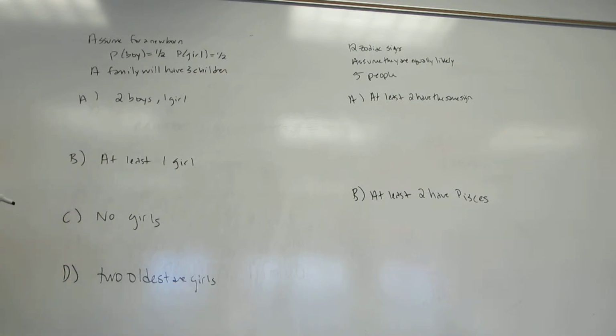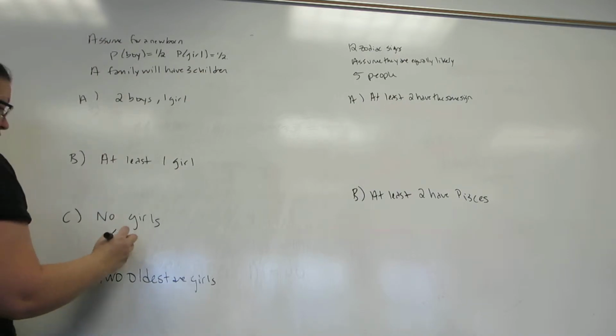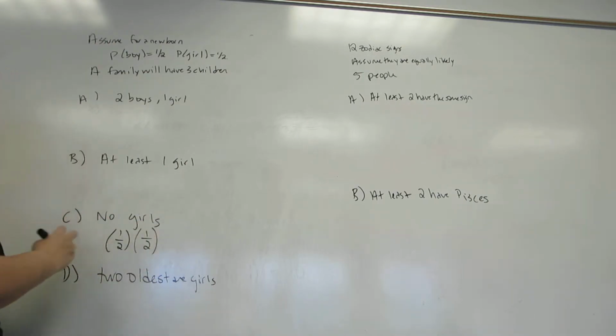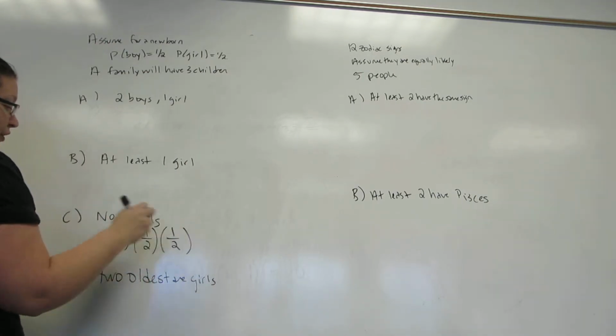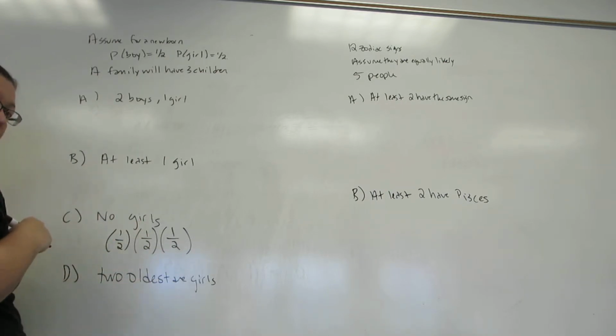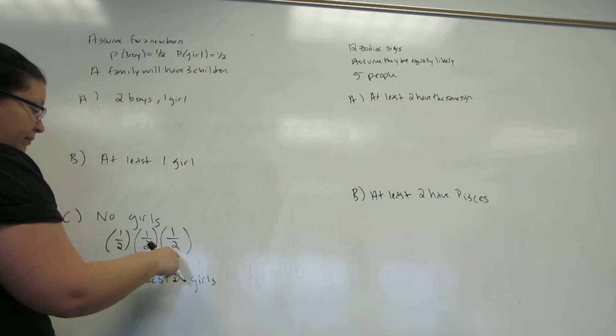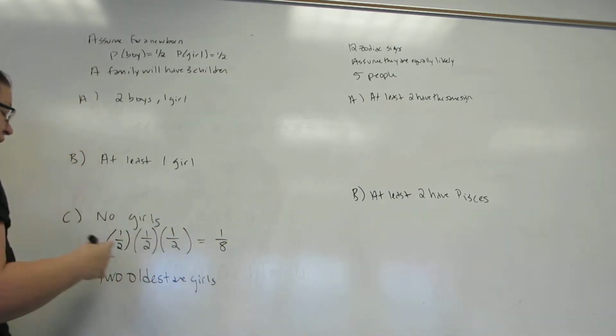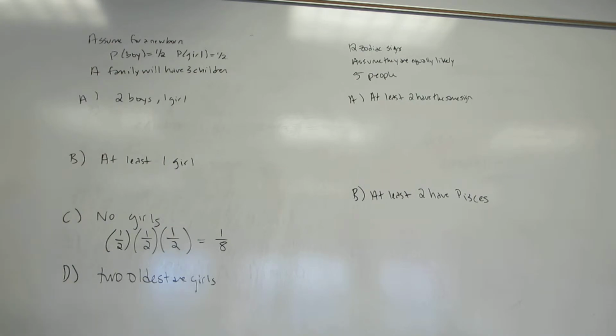Now, the bottom 2 are actually the easiest. The probability that there are no girls is the probability that all 3 of them are boys. So the first one is a boy with probability 1/2. The second one is a boy with probability 1/2. And the third one is a boy with probability 1/2. We are just using the multiplication principle here, since order very much did matter: first, second, and third boy. And we get a probability of 1/8 that they will have 3 boys and no girls.